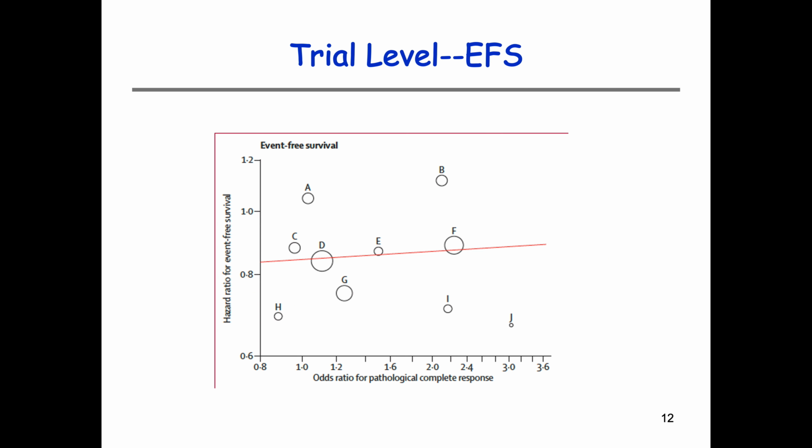So here is what Cortazar did. Looked at the trial level for these 12 trials. For EFS, the x-axis is the odds ratio for pathologic complete response. And the y-axis is the hazard ratio for event-free survival. So if there is to be a correlation, we would expect these bubbles to all be on the line, and we would expect the line to have a significant slope.